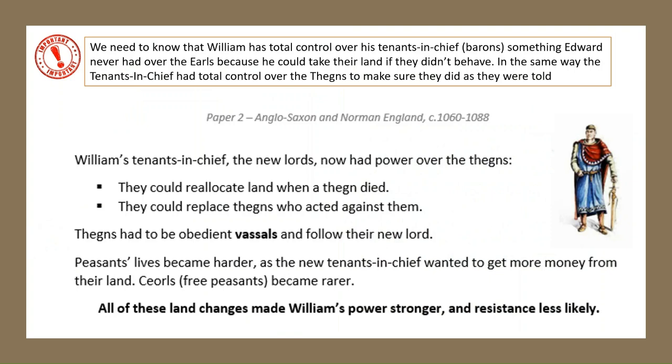Thanes had to be obedient vassals, like servants, and follow their lord. Peasants' lives became harder, as the new tenants-in-chief wanted to get more money from their land. Ceorls, free peasants, became rarer. All of these land changes made William's power stronger and resistance less likely.